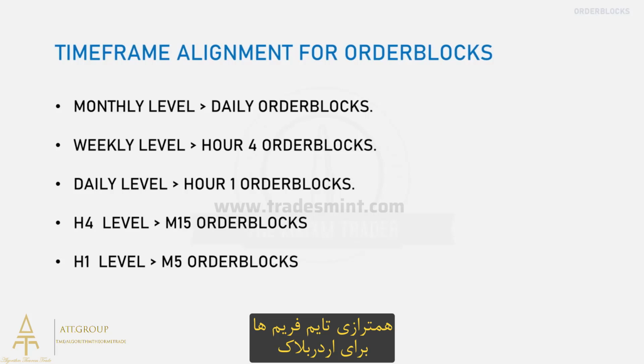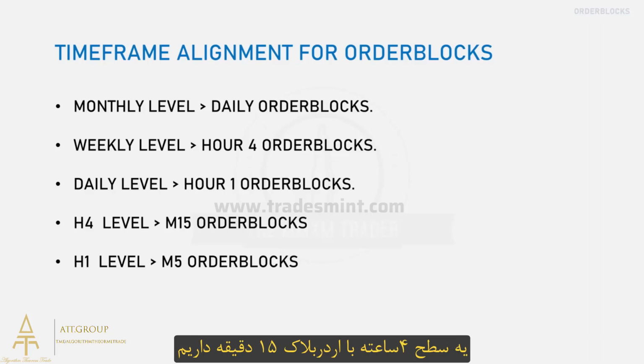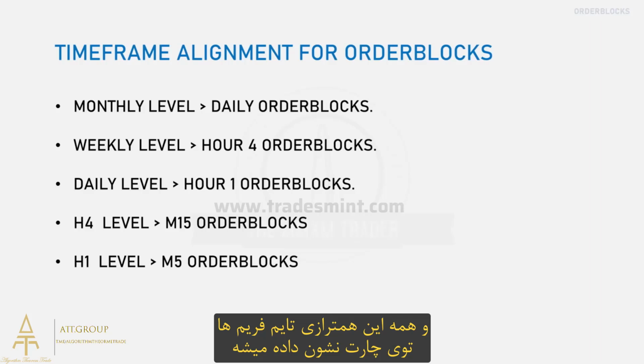Again, time frame alignments for order blocks. Same as all the other lessons, we have a monthly level into daily order blocks. We've got a weekly level into 4-hour order blocks, a daily level into 1-hour order blocks, a 4-hour level into 15-minute order blocks, and then eventually a 1-hour level into 5-minute order blocks. And all these different time frame alignments will be shown in the charts coming up next.